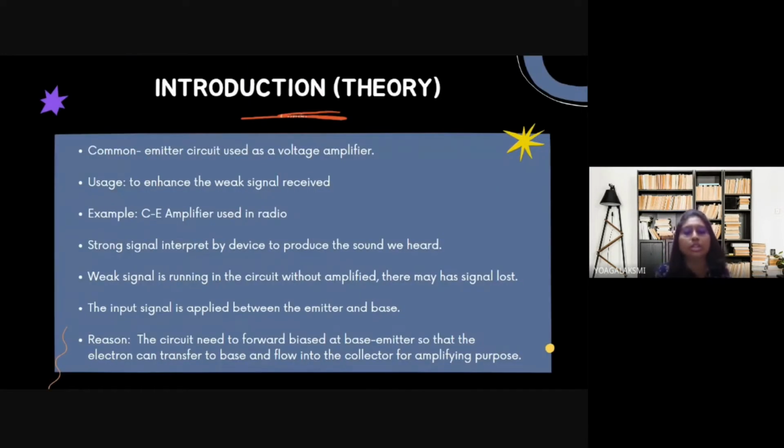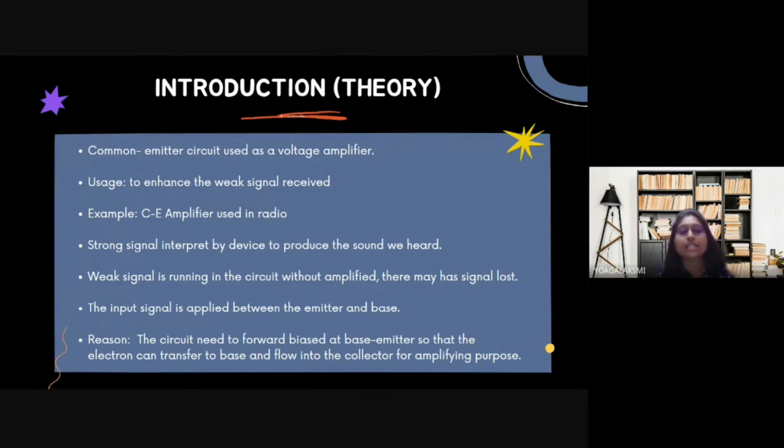I would like to give a small introduction about the theory of the Common Emitter Amplifier. The common emitter circuit is mainly used as a voltage amplifier. It is used to enhance the weak signal received. For example, the CE amplifier used in radio amplifies the signal from the radio wave by running the weak signal in the base loop. So the weak voltage signal will be amplified to become a stronger signal. The strong signal is then interpreted by a device to produce the sound we hear. If the weak signal is running in the circuit without being amplified, there may be signal loss.